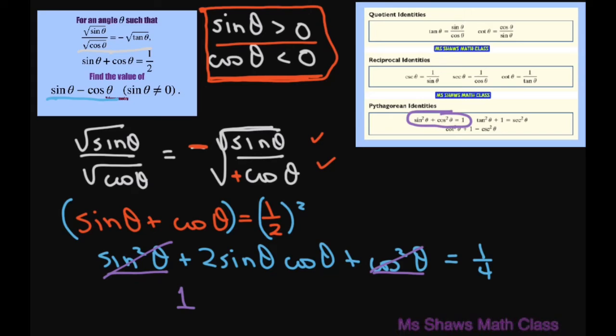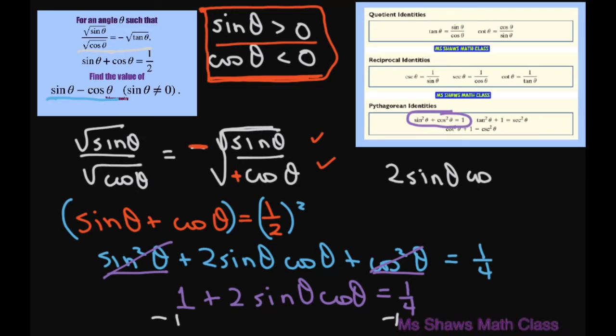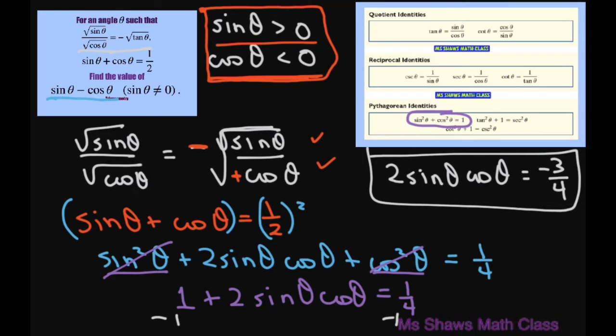So those equal 1. So you're going to have 1 plus 2 sine of theta times cosine of theta equals 1/4. Now go ahead and subtract the 1 from both sides. Subtract 1 and you get 2 sine of theta cosine of theta equals negative 3 divided by 4. We're going to use that in just a minute.